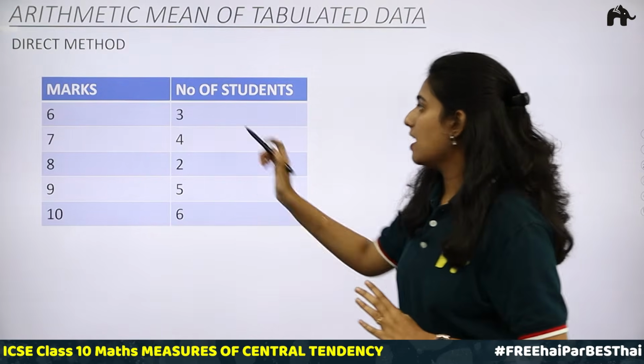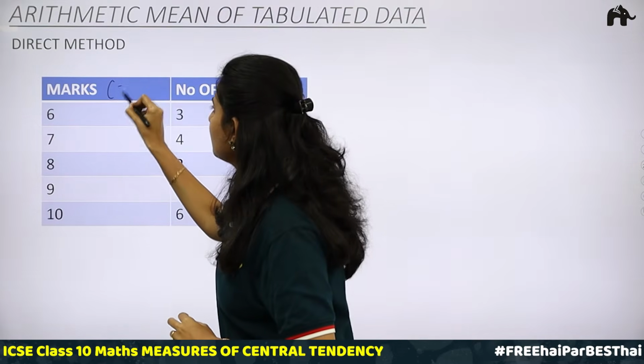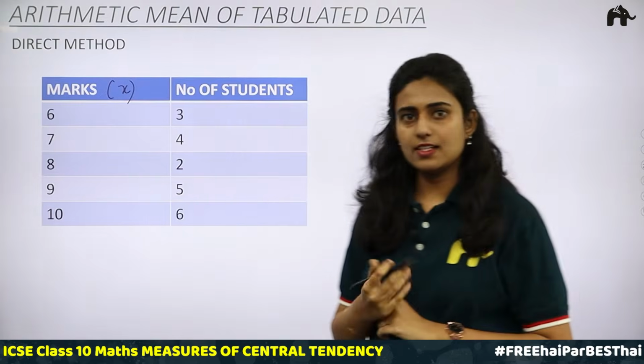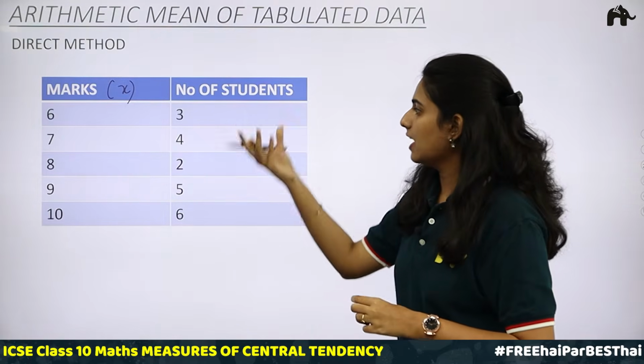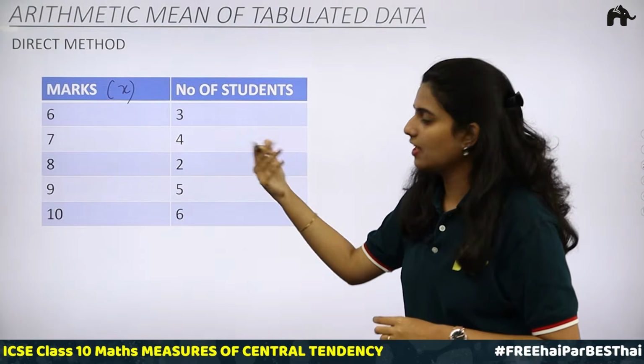Now, this marks is the x value, okay, that is the variable x. X is 6, x is 7, x is 8, x is 9 and x is 10.